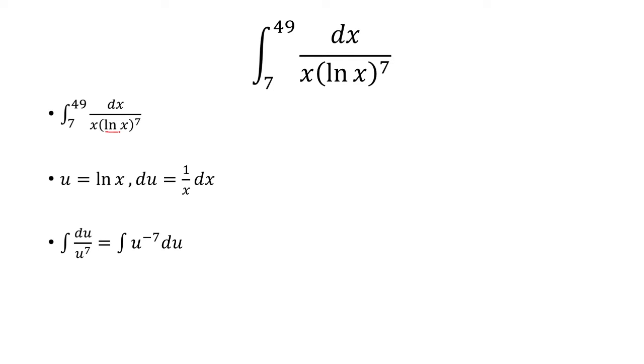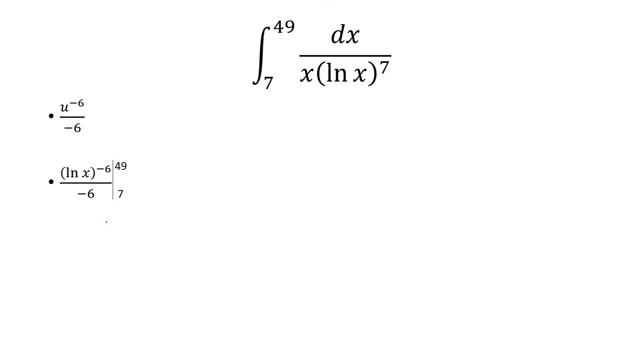So here ln of x is going to be replaced with u, so that will be just u to the 7th. And then dx over x is just du. Okay, so that's why we have du over u to the 7th. And we're going to bring up the u, so that will be u to the negative 7 power. And then finding the antiderivative, we just add 1 to the exponent and then divide by the new exponent.